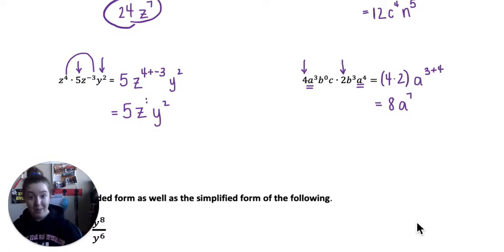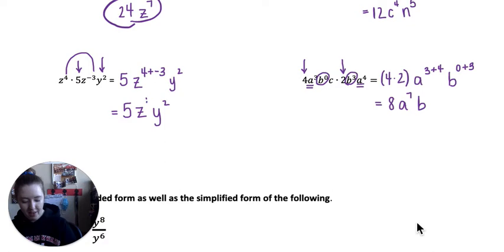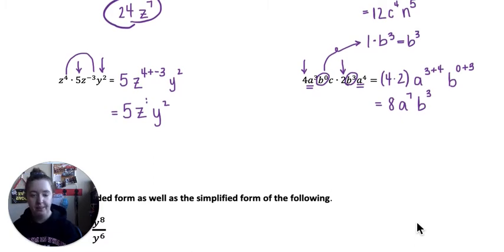Now we'll look at our b's. So we have b to the 0 and b cubed. So either you can think of this as b to the 0 plus 3 power, which would just be b to the 3rd. Or you could think of it as b to the 0 power. Anything to the 0 power is 1 times b cubed. Just gives you b cubed for that term.